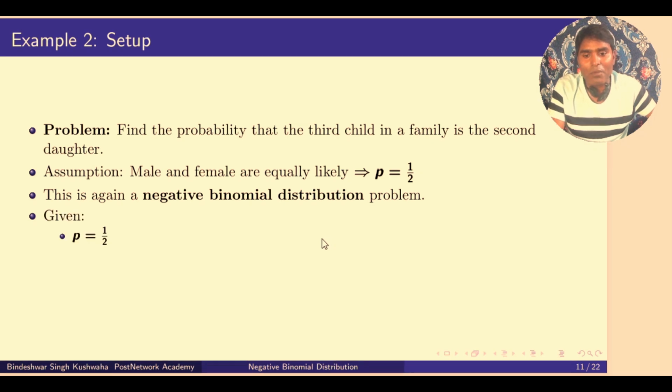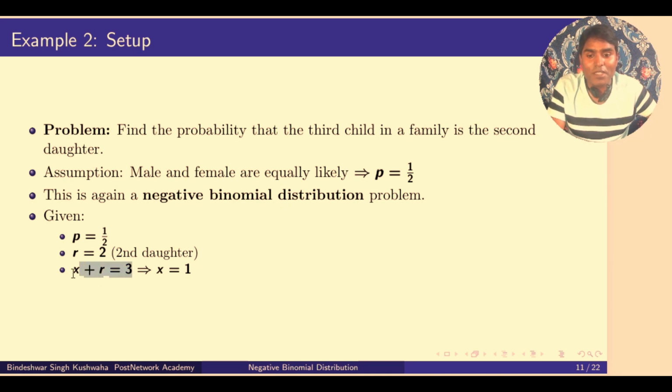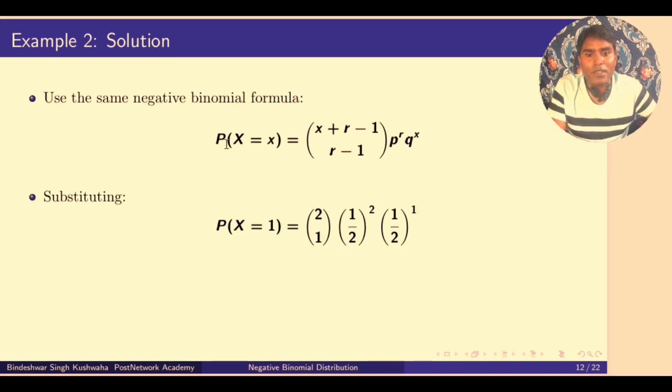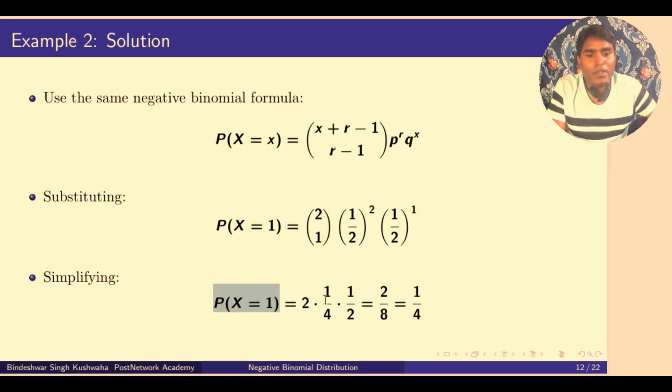Here p is 1 upon 2, and r is the second daughter, that means you are modeling a daughter's birth as a success, so 2 daughters. So x plus r is equal to 3, the third child, so x is equal to 1. Now just plug in the values and we will get 1 upon 2. After finding x, r and p, the three variables, you can plug in the values and find the probability.